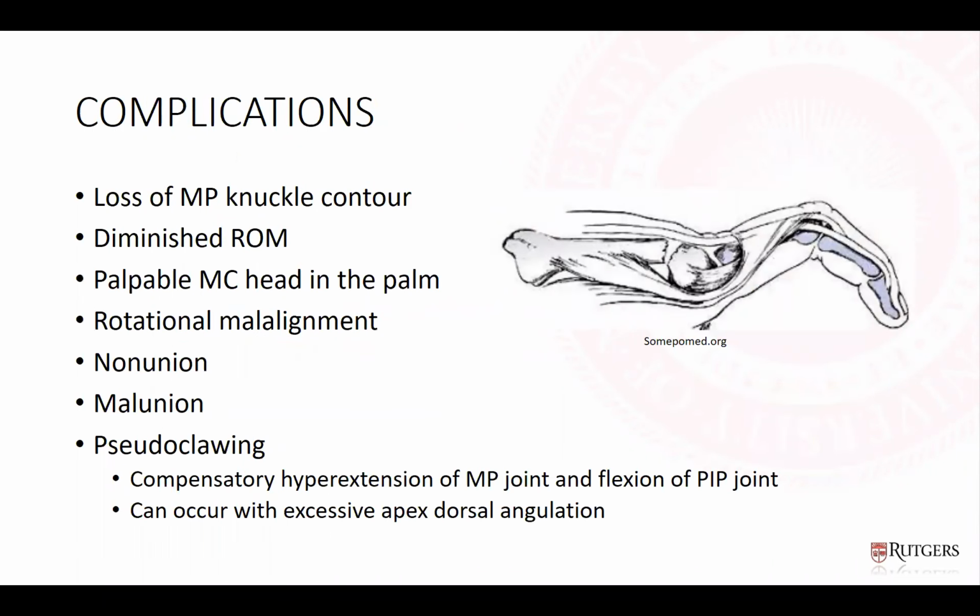Complications of these injuries include loss of the knuckle contour, diminished range of motion, palpable metacarpal head in the palm, rotational malalignment, non- and malunion, which are rare but do occur, and pseudo-clawing, which I mentioned before, where you have this compensatory hyperextension of the MP joint and flexion of the PIP joint.